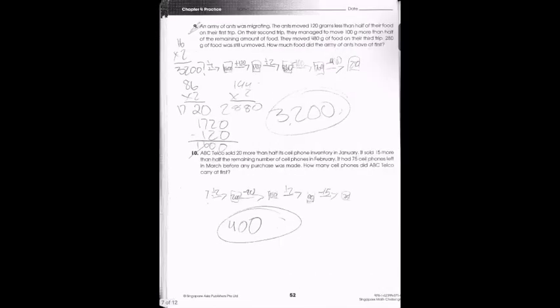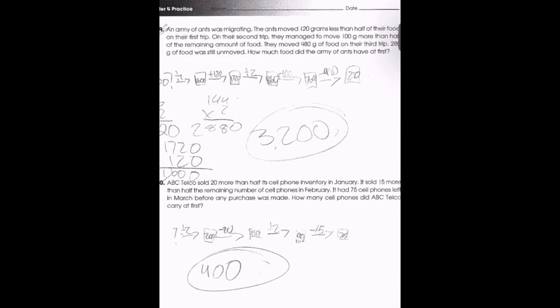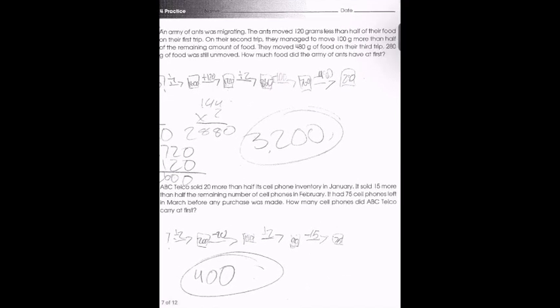Now we'll move on to the next page. And so an army of ants was migrating. The ants moved 120 grams less than half of their food on their first trip. On their second trip, they managed to move 100 grams more than half of the remaining amount of food. They moved 480 grams of food on their third trip. 280 grams of food was still unmoved. How much food did the army of ants have at first?